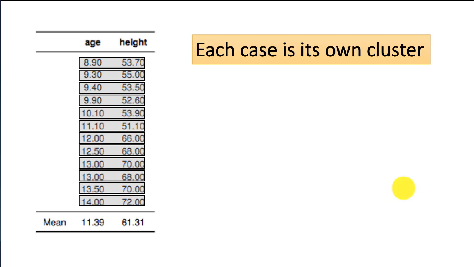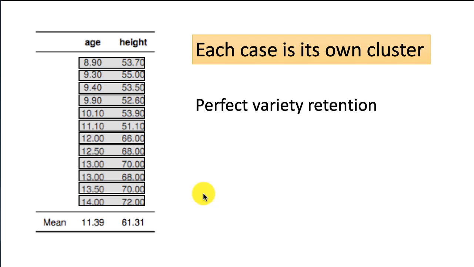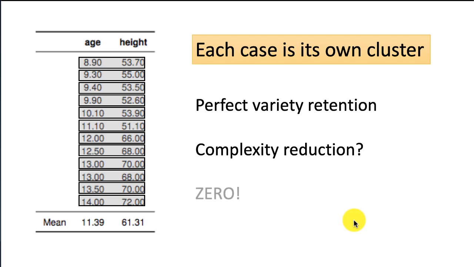Okay, let's go to the other side and say I want to retain all the variety. Then that means I can put each case in its own cluster. Treat each case as separate, which means I end up with 12 clusters, perfect variety retention, because all the variety exists because there are 12 different clusters. I'm treating every person as separate. But of course complexity reduction is 0, right? Because you had 12 cases, you now have the same 12 cases. You have not reduced complexity by any amount at all.